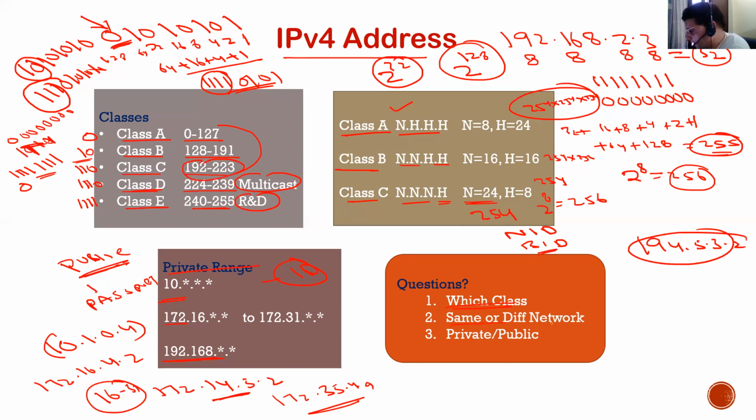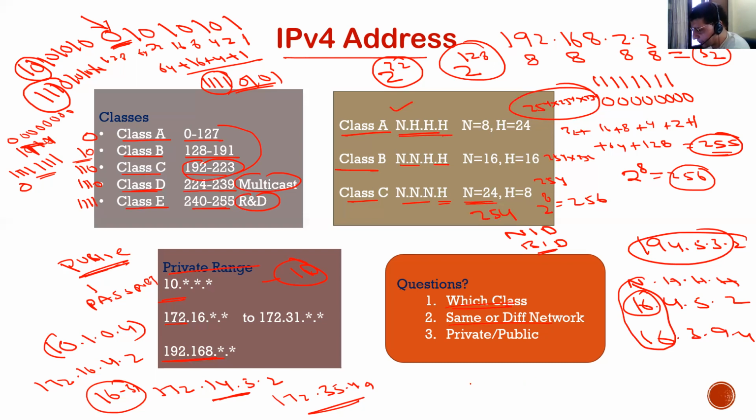Second question, they will ask you, are they in the same network or a different network? So this formula is very important. For example, I will give you an IP 16.4.5.2 and 16.3.9.4. Are they in the same network or a different network? First, I need to check which class this is. The first octet falls in the range 0 to 127. This is class A. So what is the formula for class A? Network.host.host.host. That means the first octet should match. The network is going to match here, so they're in the same network.